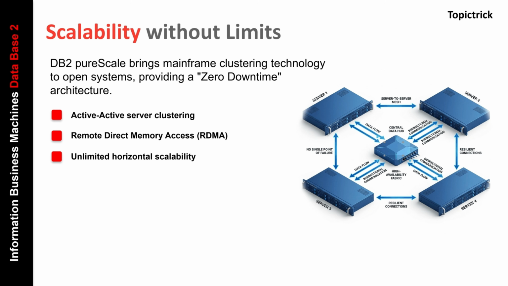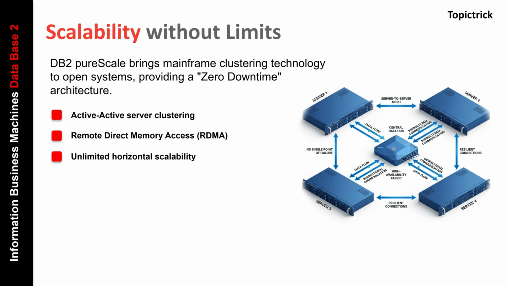What makes pureScale different is the caching facility and remote direct memory access, or RDMA. Usually, when servers talk to each other, they have to go through the operating system's network stack, which adds delay. But pureScale bypasses the OS entirely. Servers talk to each other at the speed of hardware memory. It gives you unlimited scalability.